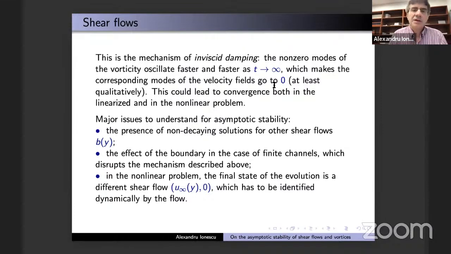Okay, so I'm summarizing here what we've seen. This is the so-called mechanism of inviscid damping. The non-zero modes of the vorticity oscillate faster and faster as the time goes to infinity, so weakly it will go to zero. Now, the vorticity going to higher and higher frequency means that the velocity fields themselves go to zero. And if the velocity is the one that transports the vorticity, in principle one could hope to close this scheme and prove that there is some form of asymptotic control of the solution at infinity.